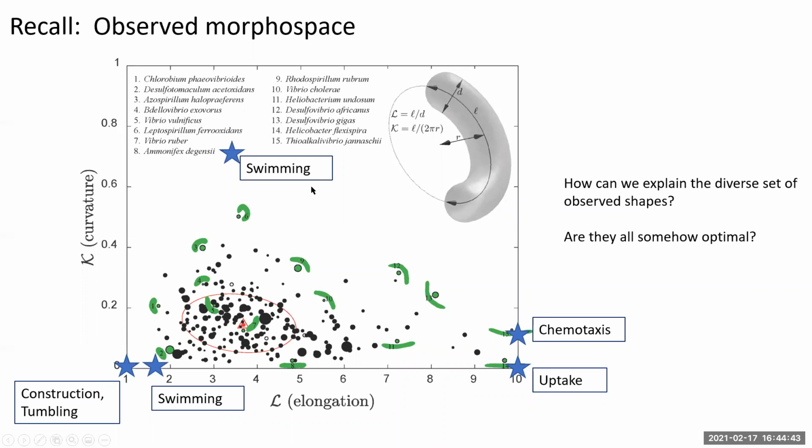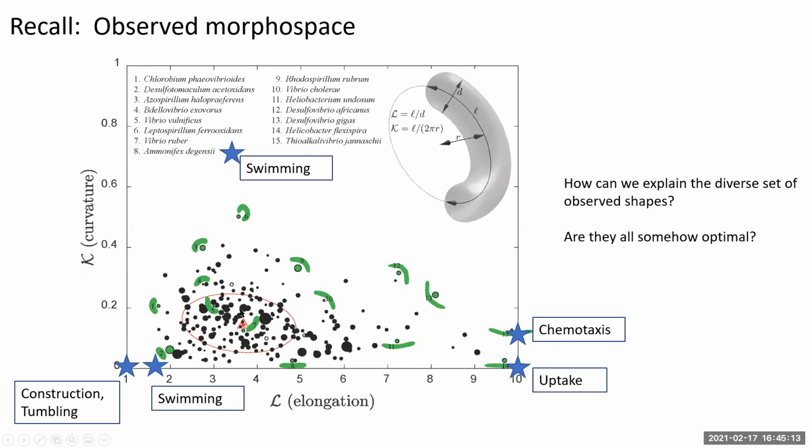I put in the optimal shapes for our various tasks. So swimming efficiency had a local max up here. It had the global max down here, a capsule shape. For construction cost and tumbling, the best thing you can do is a sphere. And then all the way at the highly elongated zone, the best thing you could do for nutrient uptake was a straight skinny rod. And the best you could do for chemotaxis was a slightly curved, very skinny rod.